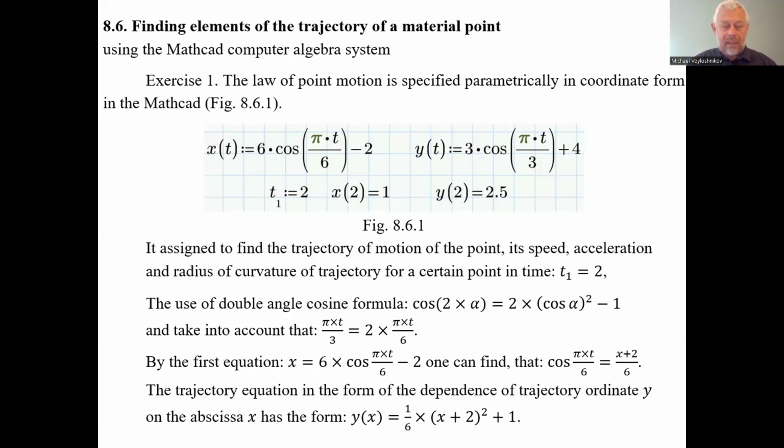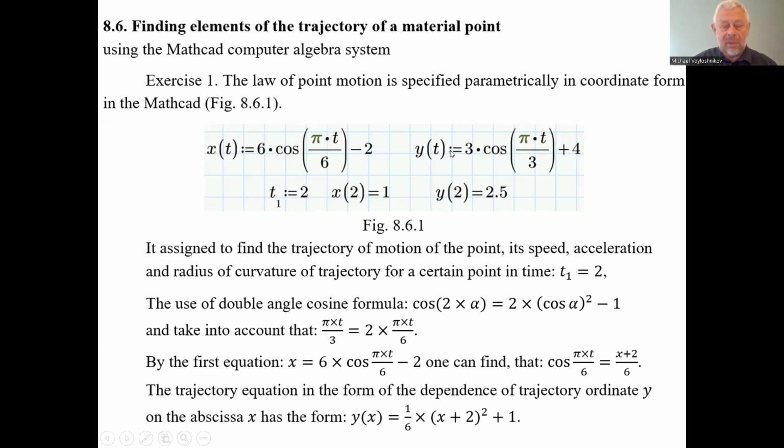This is a fragment of the Mathcad page, a screenshot of the Mathcad page. So we have two formulas of the coordinates variation. One formula is the pattern of the change of the abscissa of the material point motion: 6 multiplied by cosine in the brackets pi by t divided by 6 minus 2. And the ordinate is assigned parametrically in the coordinate components of the material point.